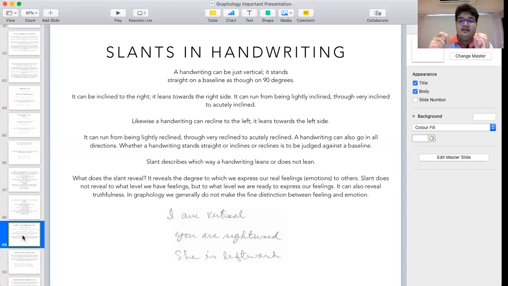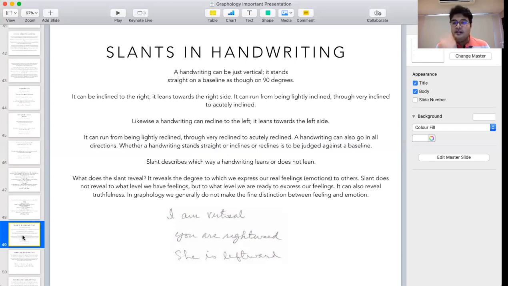A handwriting can also go in all directions. Whether a handwriting stands straight or inclines or reclines is to be judged against a baseline. So slant describes which way a handwriting leans or does not lean. Basically, you have already received a short introduction on day one of the session about the right slant, no slant, the left slant, right?